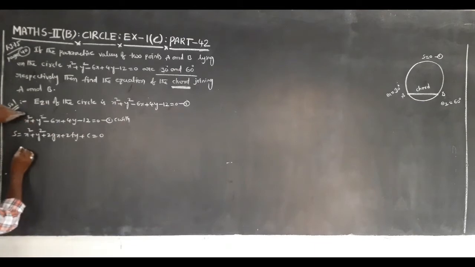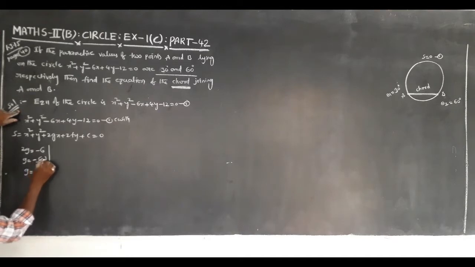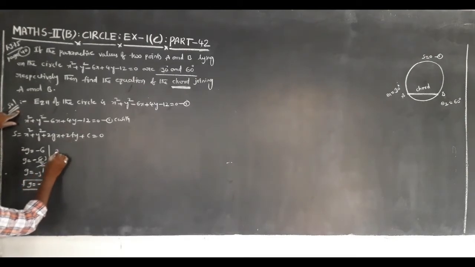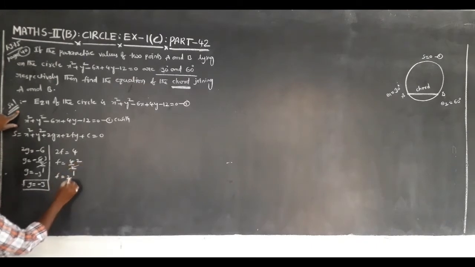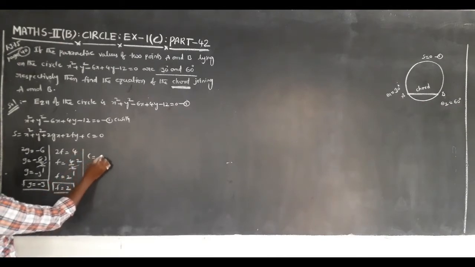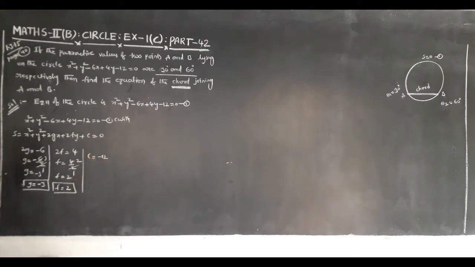Here x coefficient 2g is equal to minus 6, g is equal to minus 6 by 2, g is equal to minus 3. Next, y coefficient 2f is equal to 4, f is equal to 4 by 2, therefore f is equal to 2. Constant c is equal to minus 12.